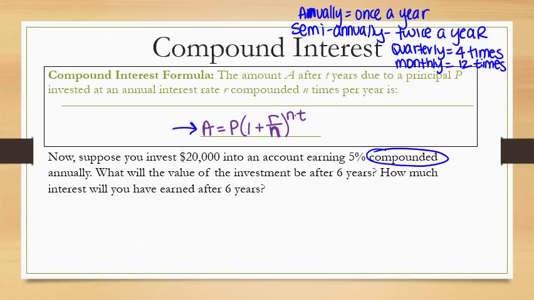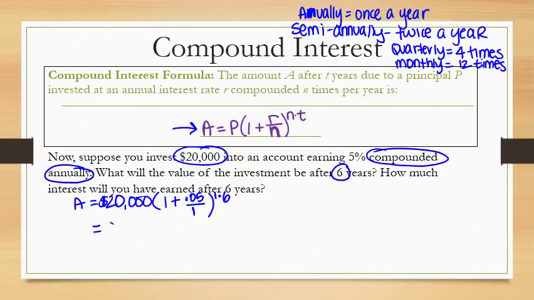So we're using this formula. The amount equals the principal, so that's the amount that you start out with, times 1 plus the rate, 5%, and again we're going to write these as decimals, divided by n, which is the number of times it's compounded in a year. So if it's annually, that means it's compounded once a year, all to the n times t, so the number of years, which in this case is 6.